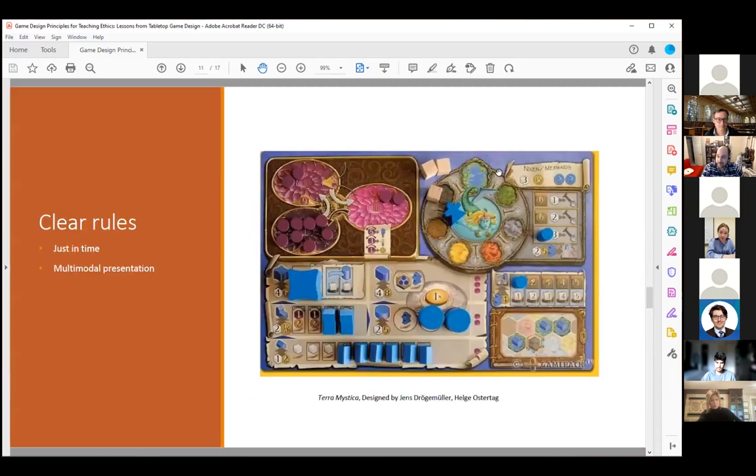What do I mean? This is another Euro board game called Terra Mystica. Very, very complicated. A lot of rules, what people call a heavy Euro game, a ton of rules. But what's beautiful about it, this is your player board. Every time you remove a component from it, it reveals an image underneath that tells you what you need to do at that very moment. So it jogs your memory about what you have to do.